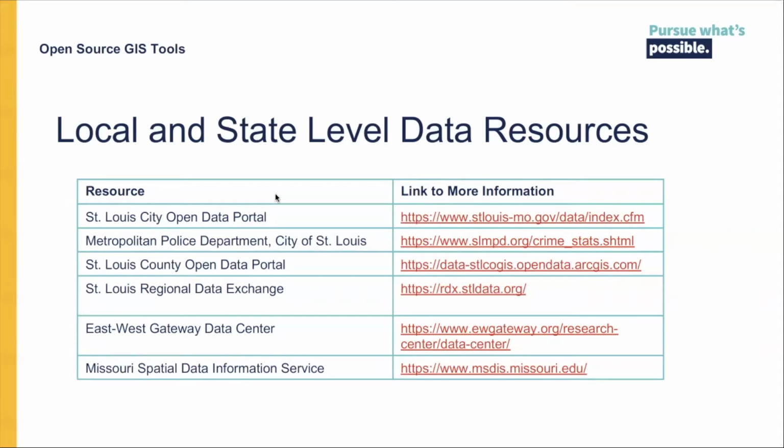Then you have the East-West Gateway Data Center. They upload the data that they produce as part of their research, and they do a lot of community-based research. And then finally, a highly recommended open data portal for spatial data is the Missouri Data Information Service. It's a very valuable data portal, and probably one of the best that I've used, out of my experience using these state clearinghouse type of GIS open data portals. It's really good.